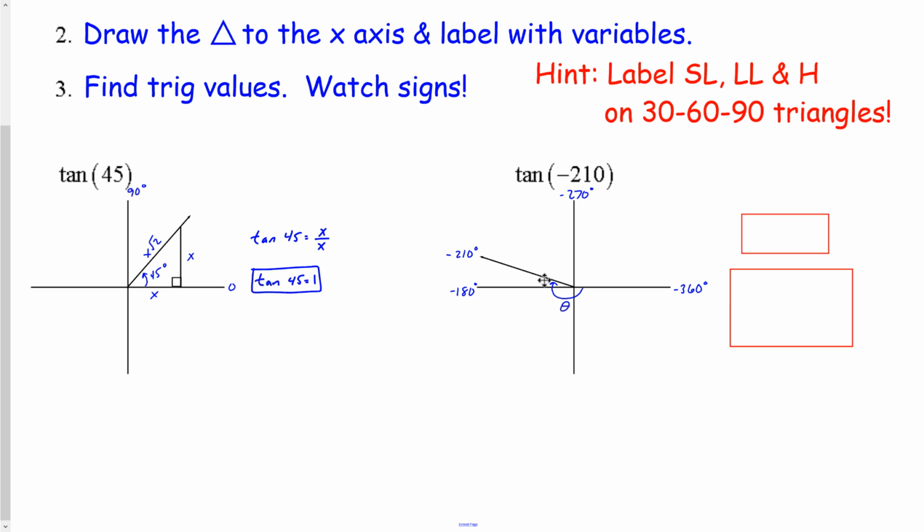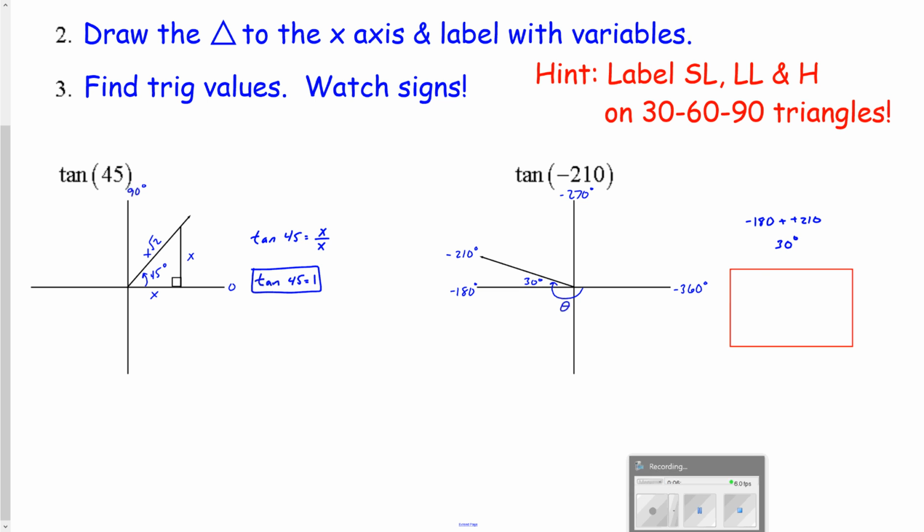We need to find our reference angle. Just like we have talked about in the past, finding a reference angle, you take the two values that your reference angle is in between and you subtract larger minus smaller. So negative 180 minus negative 210 gives me a positive 30-degree reference angle. So I know this angle here is 30 degrees.